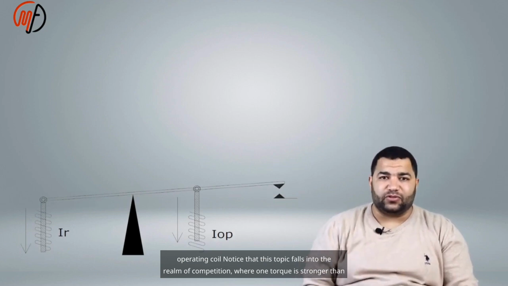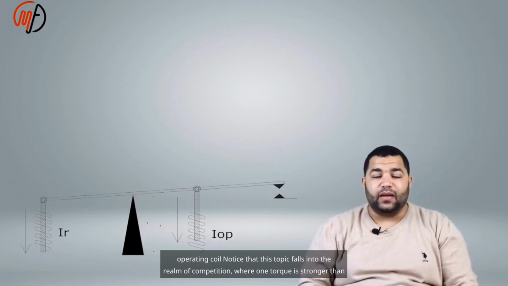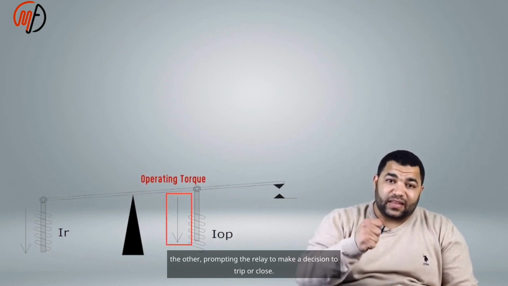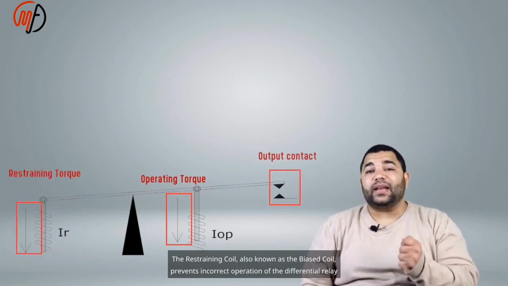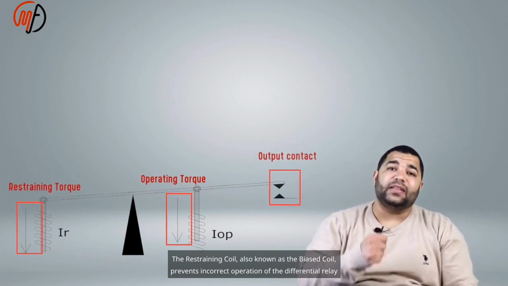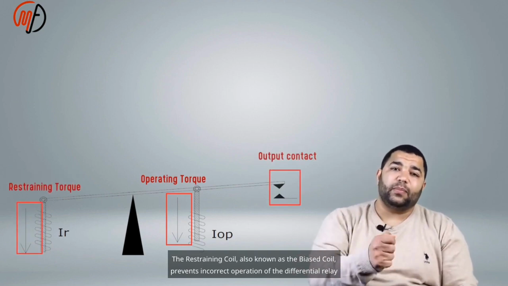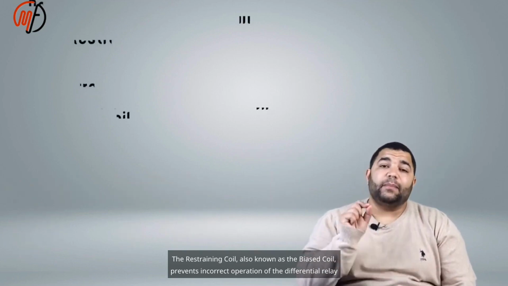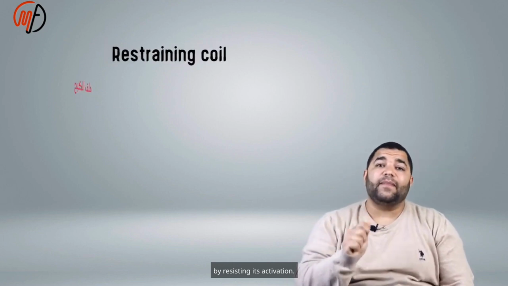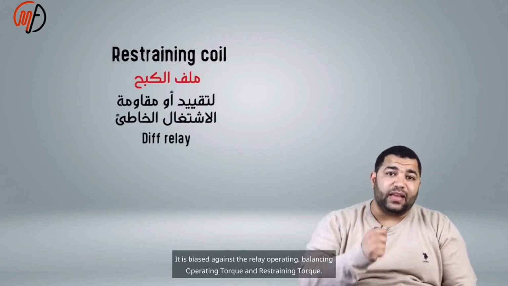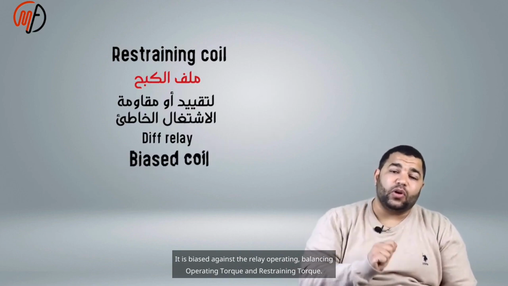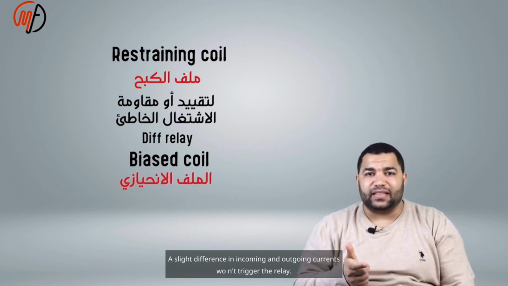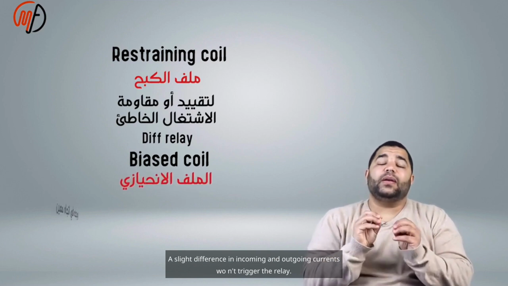Notice that this topic falls into the realm of competition, where one torque is stronger than the other, prompting the relay to make a decision to trip or close. The restraining coil, also known as the biased coil, prevents incorrect operation of the differential relay by resisting its activation. It is biased against the relay operating, balancing operating torque and restraining torque. A slight difference in incoming and outgoing currents won't trigger the relay.